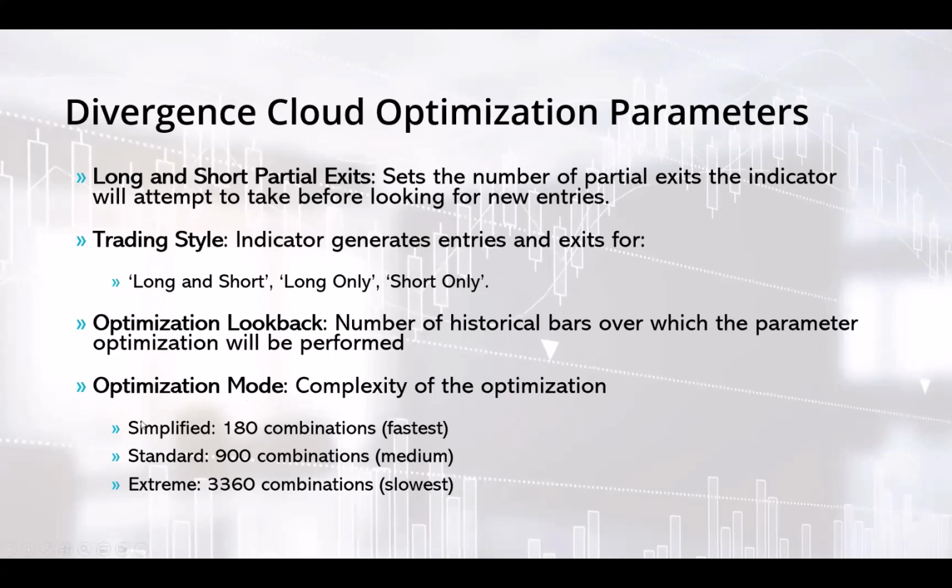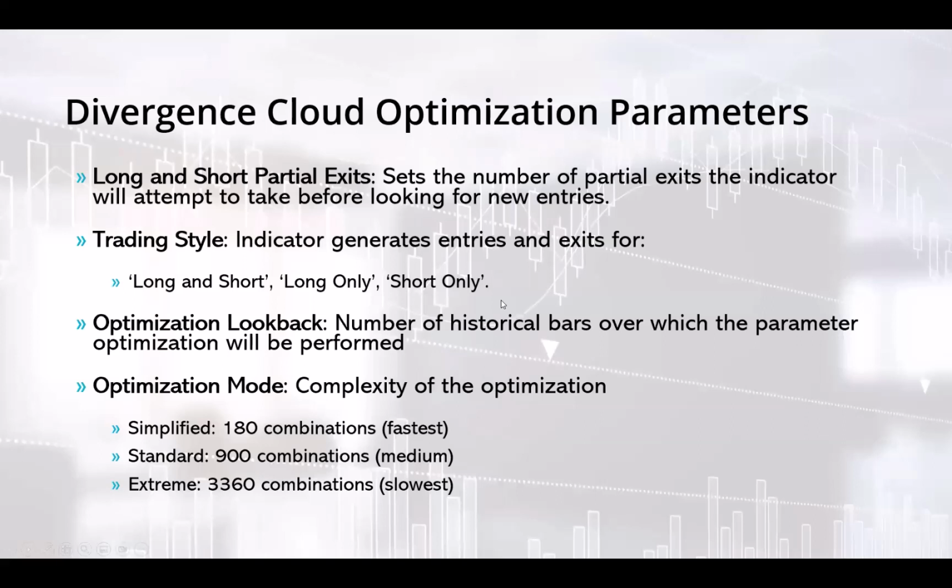Again, by default, the simplified mode is selected, which for Divergence Cloud tests 180 different combinations. It's the fastest one. And it should be applied if you switch quickly from chart to chart, because it will increase chart loading speed. But if you have time, if you're not rushed, you can also use the standard mode, which tests roughly 900 combinations, or the extreme mode, which tests 3,360 combinations and is the slowest one.